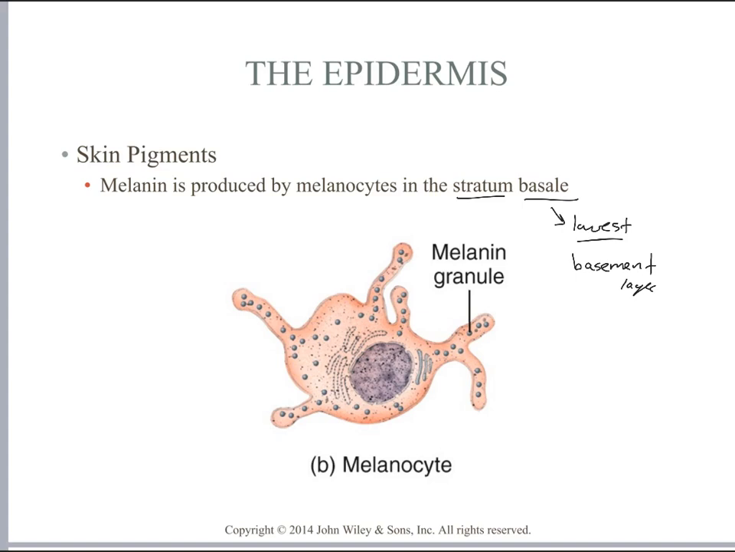Now we see that this cell has these appendages, these little arms, that is an arm making stuff. So the cell is programmed to make stuff. It's making these little melanin granules that will be released to govern skin pigmentation.